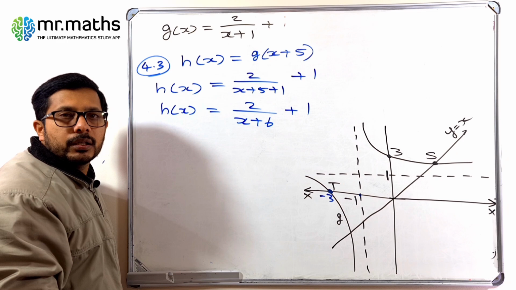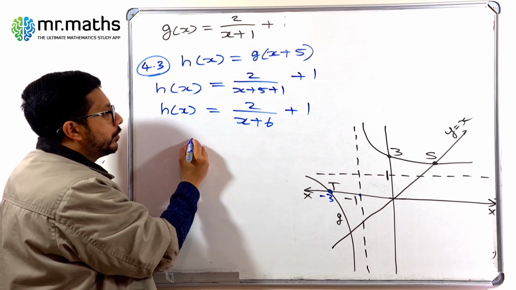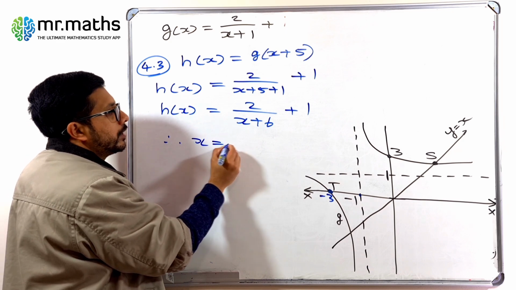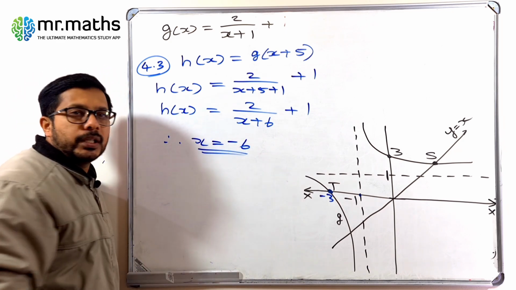So now what is the vertical asymptote? When it is x plus 6, what is the equation of the vertical asymptote? Therefore, x is equal to minus 6. That is the equation of the vertical asymptote.